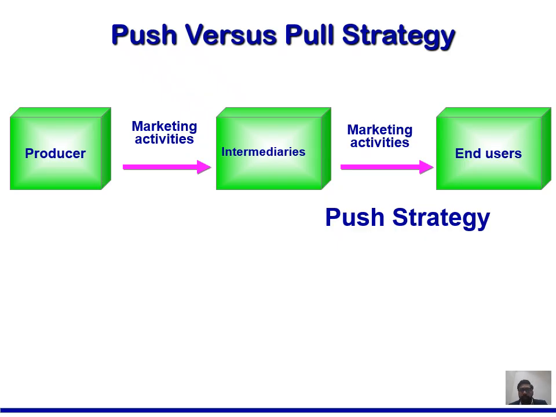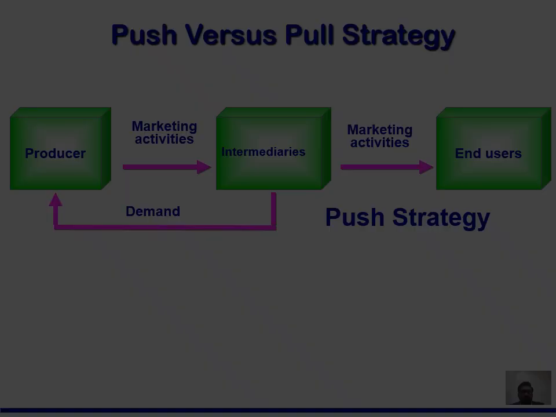Now let's talk in more detail about the push versus pull strategy. In case of pull, the producer dispatches the goods and services to the end user with the help of different marketing activities, and the market intermediaries create a demand for the product and services. Market intermediaries are trade partners, channel partners, maybe a dealer, distributor, or retailer. They help in creating the demand for the product and services.